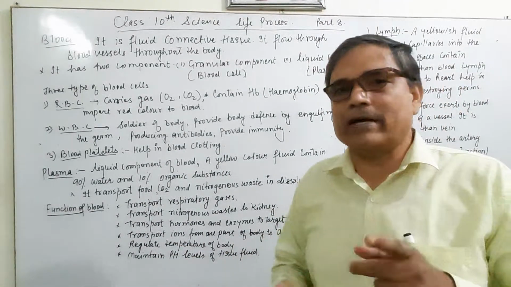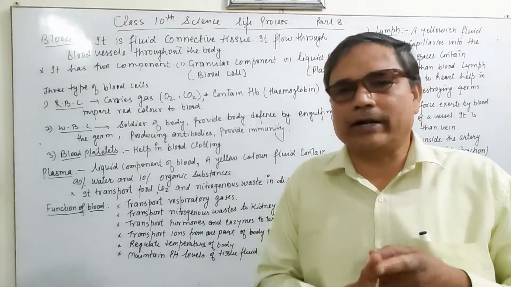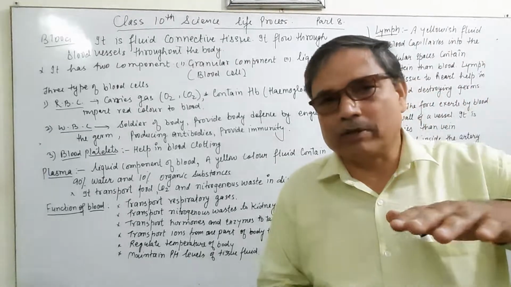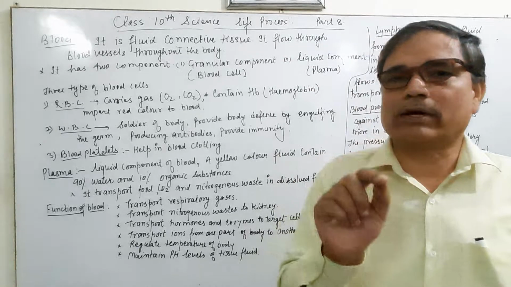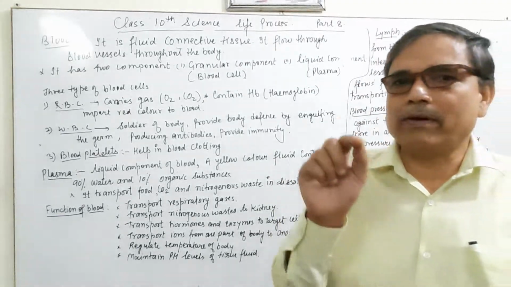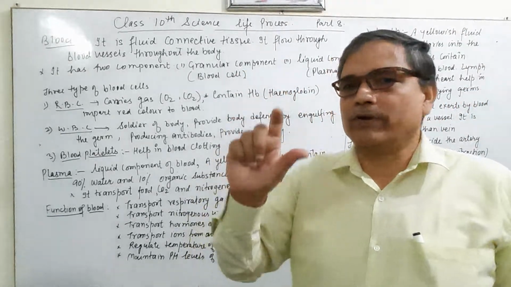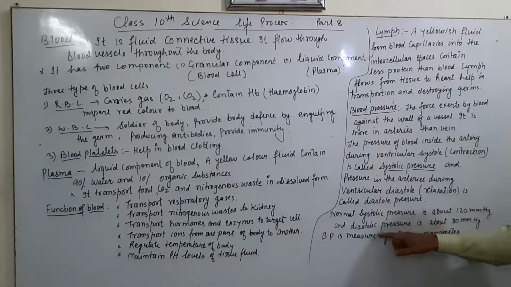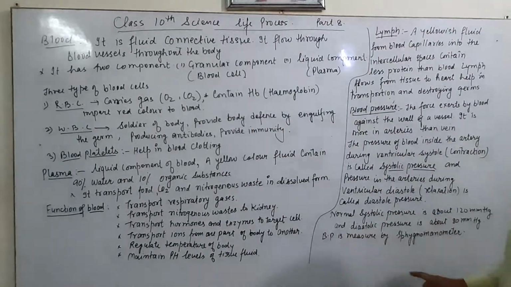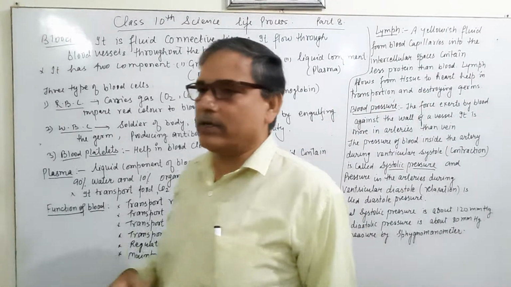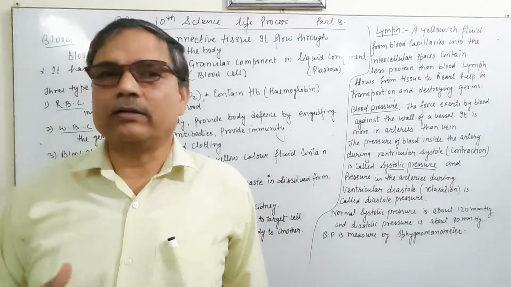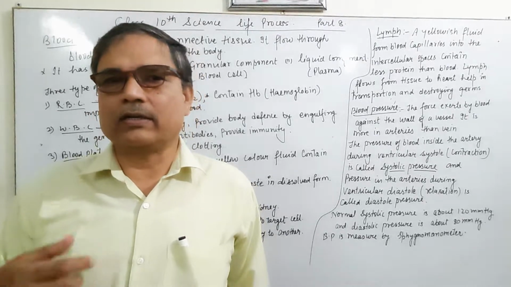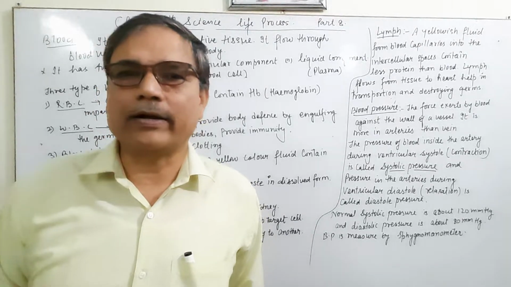The normal blood pressure of a human being is 120 mmHg over 80 mmHg. This is measured as the height of mercury. Normal systolic pressure is about 120, and diastolic pressure is about 80, measured by the sphygmomanometer. In the next topic we will discuss arteries and veins, the blood vessels, the differences between them, and transportation in plants.